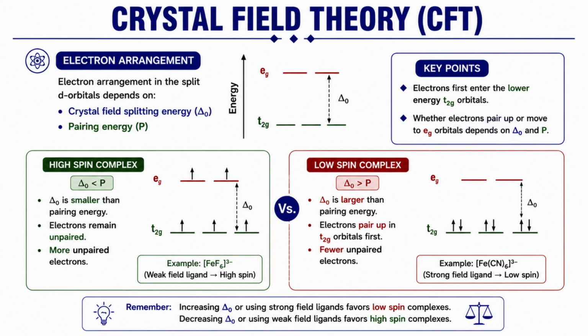Electrons first occupy the lower energy t2g orbitals. Whether they pair up or move to the higher energy orbitals depends on 2 factors: crystal field splitting energy, delta, and pairing energy, P. High spin and low spin complexes. If delta is smaller than the pairing energy, electrons prefer to remain unpaired. This forms a high spin complex. If delta is larger than the pairing energy, electrons pair in the t2g orbitals first. This forms a low spin complex.